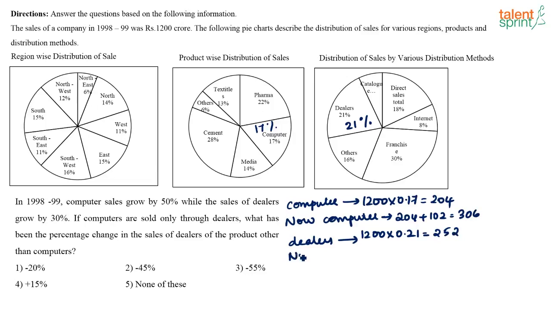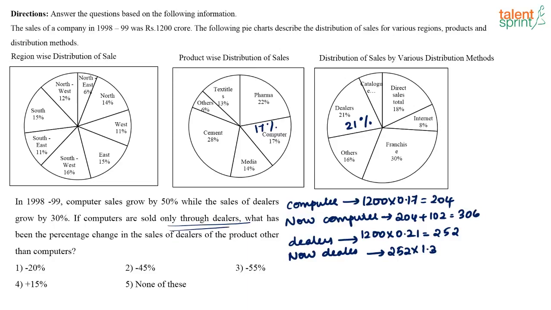Now the dealer sale has become how much? The dealer sale has become 252 into 1.3, right? It has become 130 by 100 times the previous value. This is how much it has become. Now what are they saying? You have to find out what has been the percentage change in the sales of dealers of the product other than the computers, where it is given that computers are sold only through dealers.